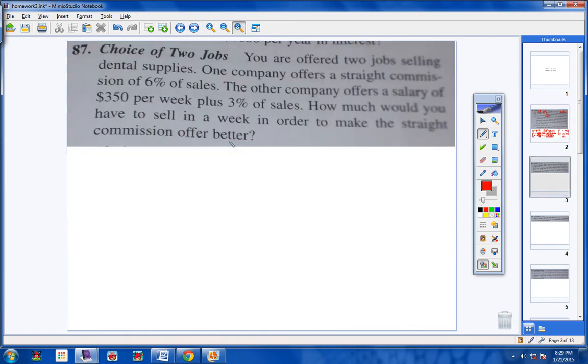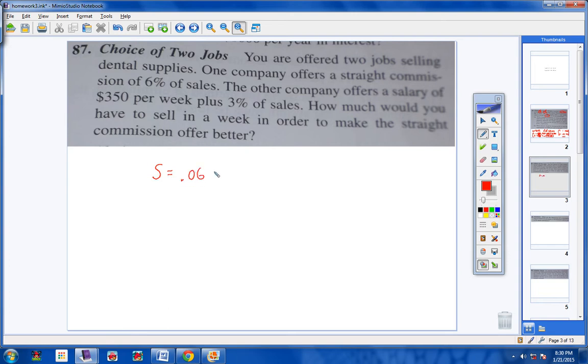Moving on, number 87. You are offered two jobs selling dental supplies. One gives you straight commission. The other offers a salary plus commission. Okay, how much would you have to sell in a week in order to make the straight commission offer better? Now, guys, before you start trying trial and error and all kinds of stuff like that, let's just write a couple equations here, okay?